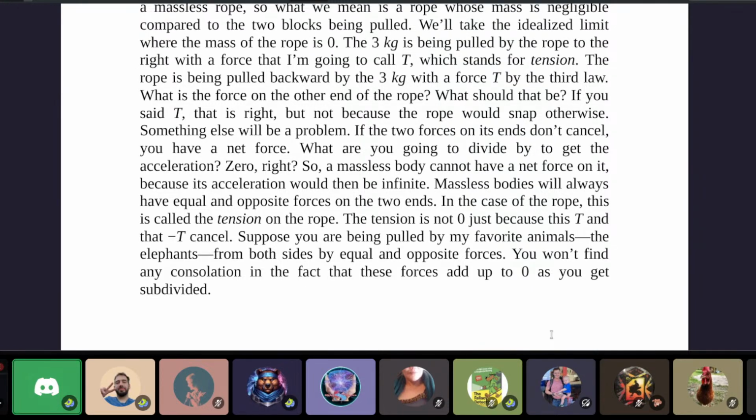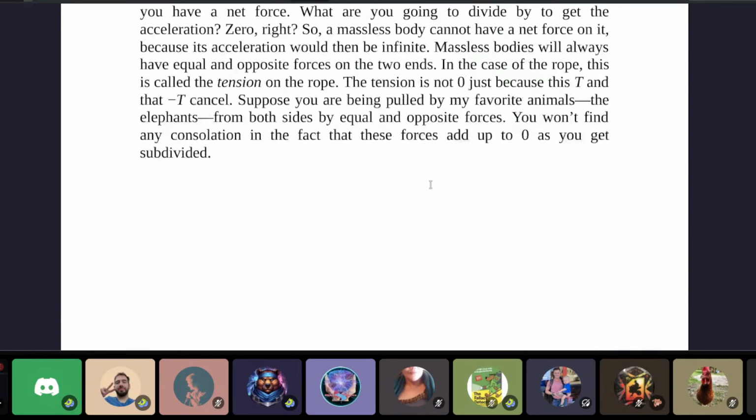Not because the rope would snap otherwise. Something else will be a problem. If the 2 forces on its ends don't cancel, you have a net force. What are you going to divide by to get the acceleration? 0, right? So a massless body cannot have a net force on it because its acceleration would then be infinite. Massless bodies will always have equal and opposite forces on the 2 ends.